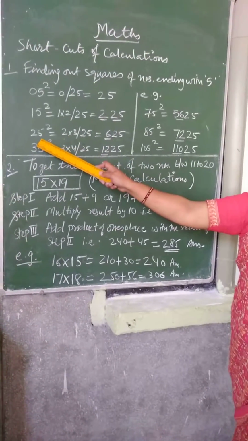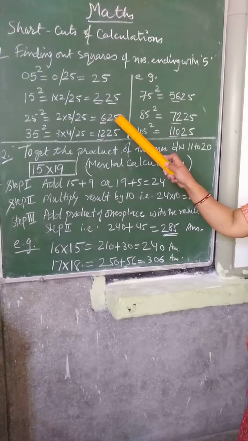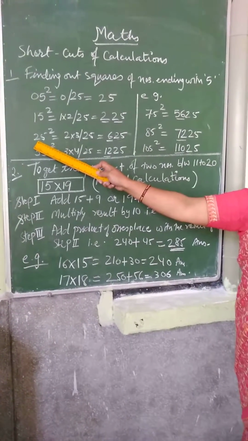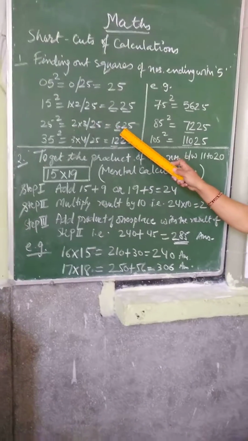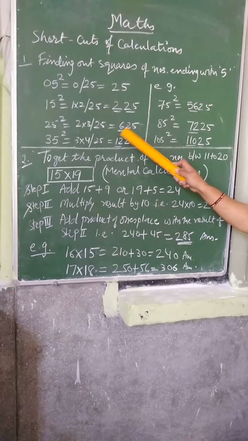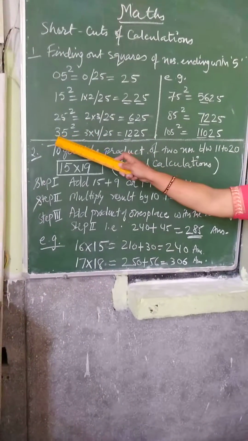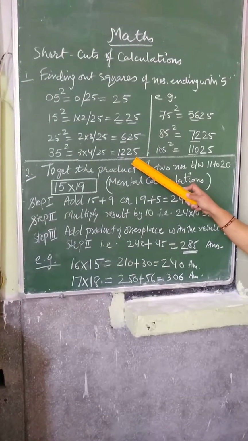Similarly, 25 square, 5 square, the result will end with 25, and 2, the consecutive number of 2, if multiplied with 3, gives you 6. So the result comes 625. Similarly, 35 square, 5 square is 25, 3 4s are 12, and the result comes 1225.